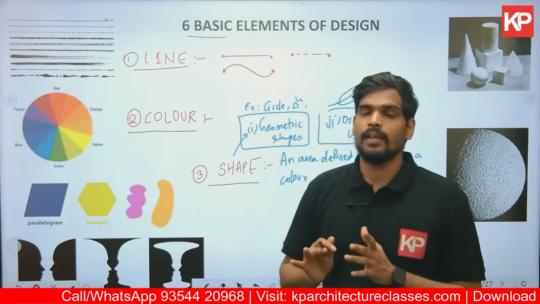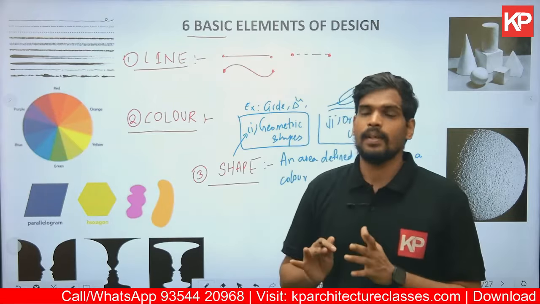So the third element of design is shape. Firstly, what is the definition of shape? It is an area which is bound by lines or by using color. Shape is of two types, geometric shape and organic shape. Geometric shapes are defined by rules of geometry like triangle, circle, hexagon, parallelogram. Organic shapes are randomized shapes which are not defined by any well-defined geometry. They are generally seen in nature like leaves and flowers. That is about shape, the third element of design.